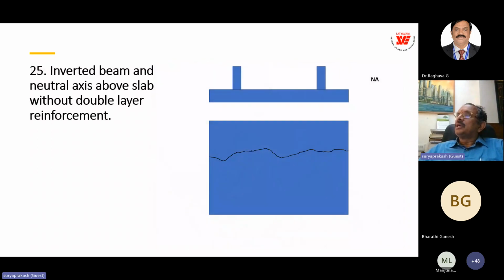Next is the inverted beam and neutral axis. Most of the people I have come across, when the architect or user wants clear height, we simply say, okay, do the beam inverted. But we fail to check the neutral axis. When you change the beam, sometimes the entire slab will be in the tension zone, in the span, in large spans.